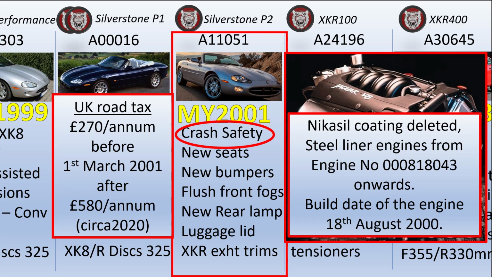There's a lot of stock of the V8 engines, so you've got to really look at your engine number to check for steel liners. But guys in the UK, this is the point where the cars get really expensive to tax. Cars actually registered before 1st of March 2001 were only £270 per annum to tax. After that, they're £580 per annum. These are the prices circa 2020. So this is the point of no return. It gets a really expensive car to run after this, albeit road tax is not the only cost, I know.